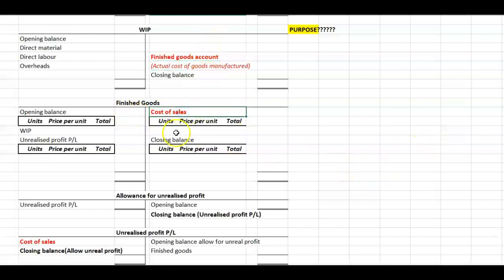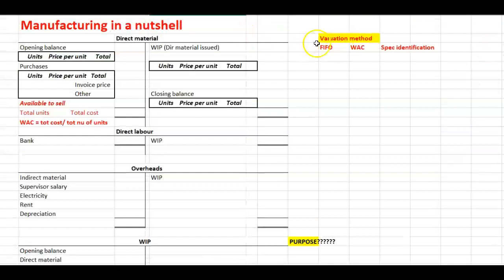Cost of sales will be the number of units sold multiplied by the price per unit. I'm going to talk about that more. So that is also the normal trading inventory account. On the credit side is the cost price of goods sold. The closing balance is going to be the number of units on hand at the end of the year, which I'm going to value at a certain method.